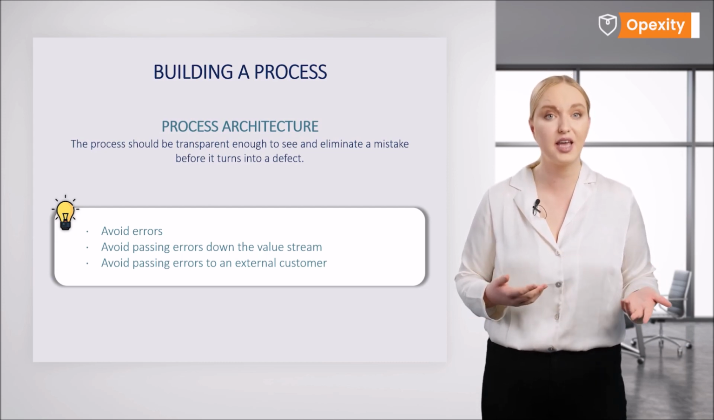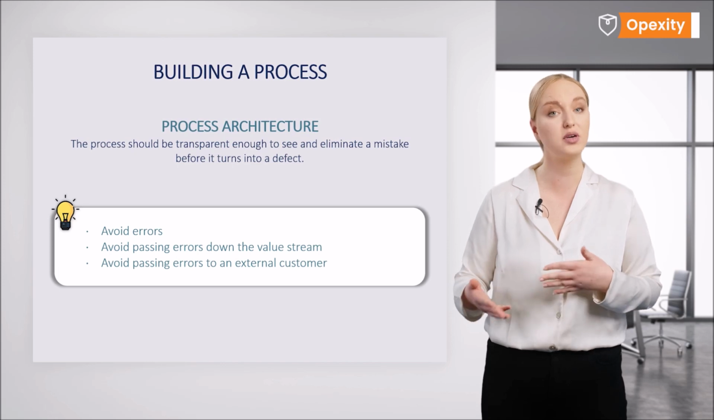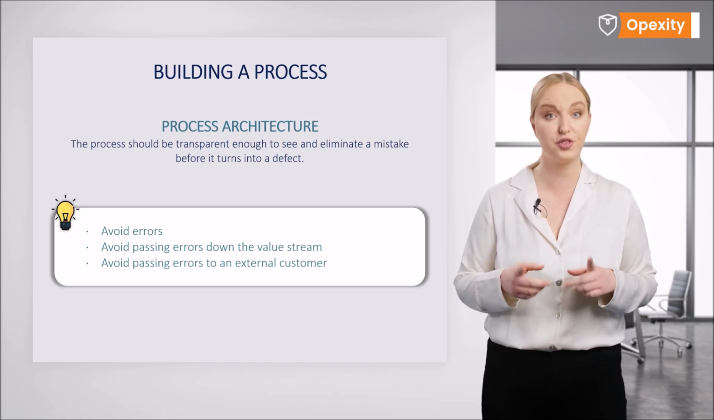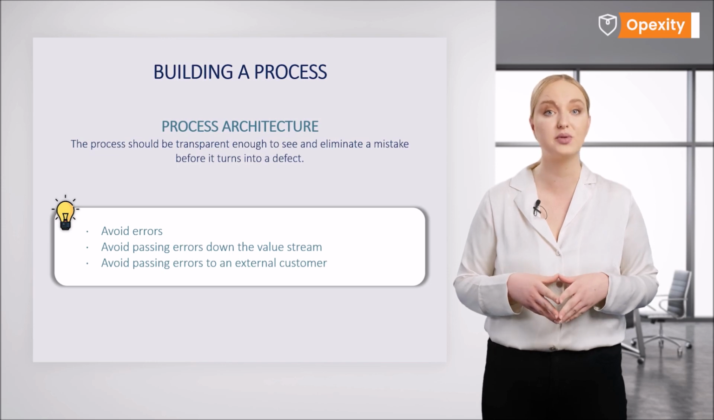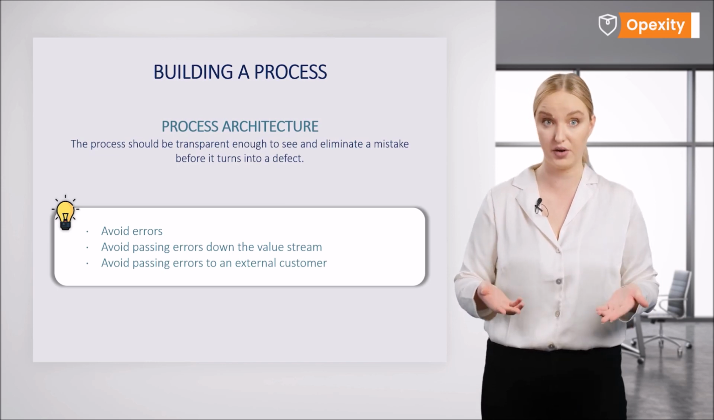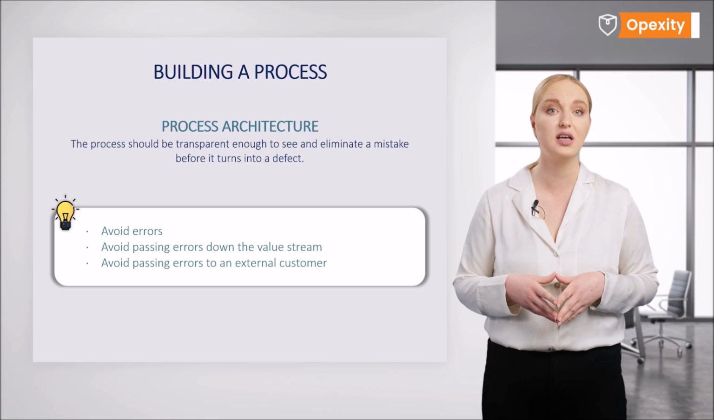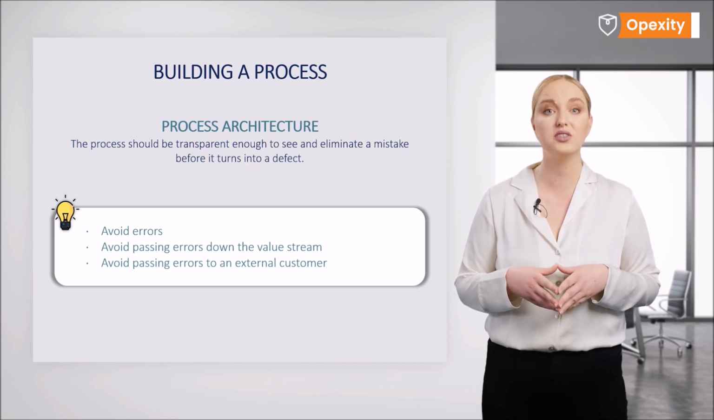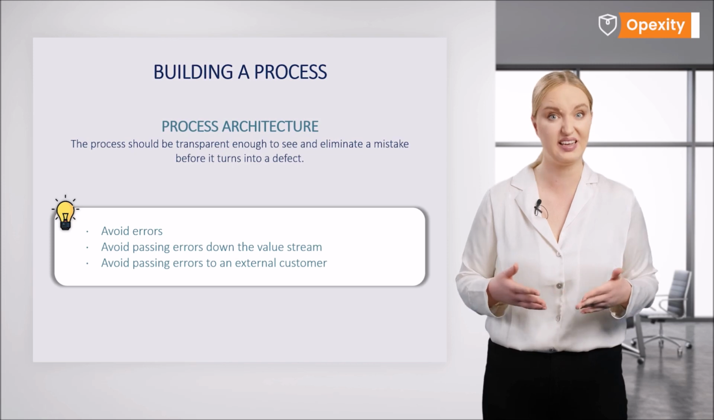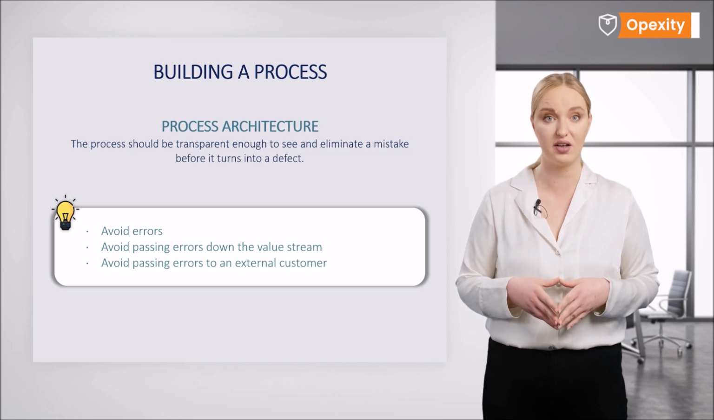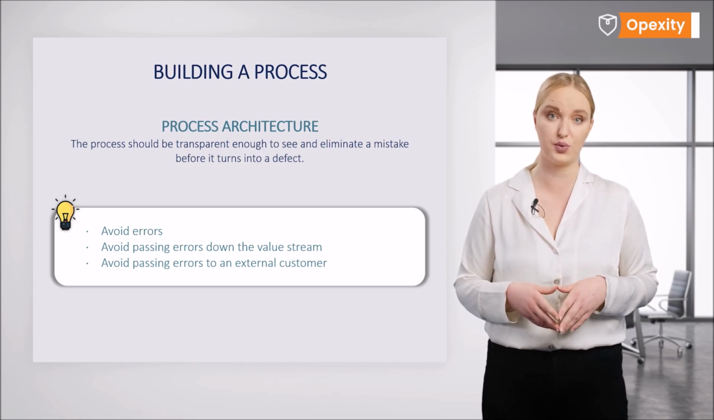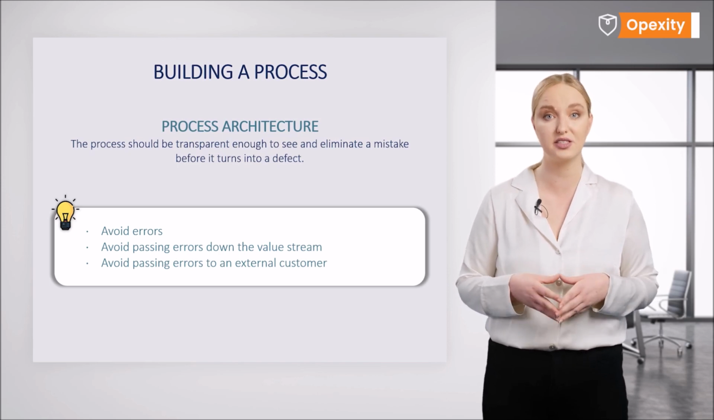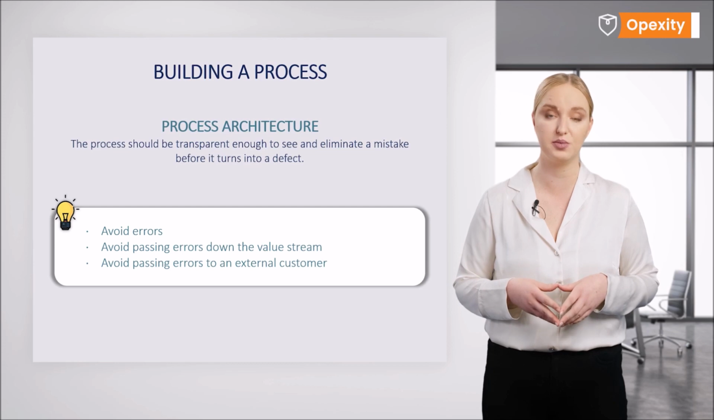If you're unable to eliminate the error at the point of origin, then try to identify it as soon as possible. Third, avoid passing errors to an external customer, a priority in traditional organizations. It is well known that the worst case scenario is the one in which the customer finds your mistake. This generates the highest cost and has the longest lasting consequences. It is good to have some kind of verification mechanism ahead of the external customer.